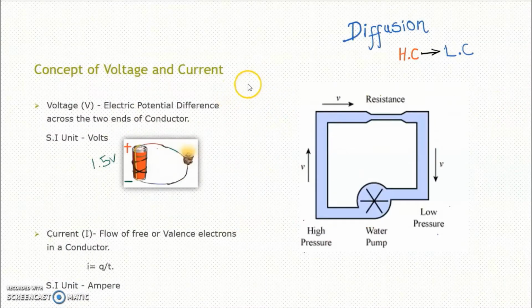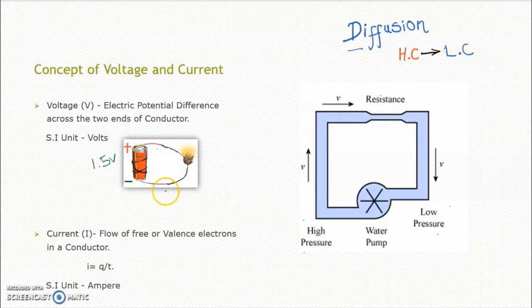Let's understand the concept of voltage and current using the given analogy. So it is the water circulatory system. Here we have a water pump, due to which high pressure is created on this side and low pressure is created on this side. So water flows from high pressure to low pressure due to diffusion. Have you heard about the concept of diffusion in 10th standard, right? Flow of anything from a highly concentrated region to a low concentrated region. So this is the thing.